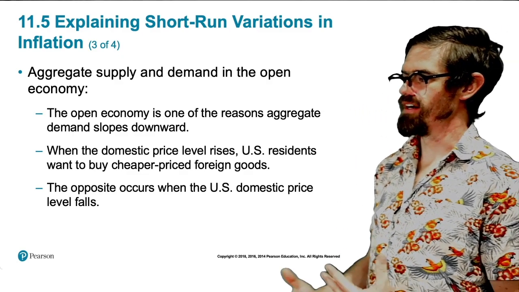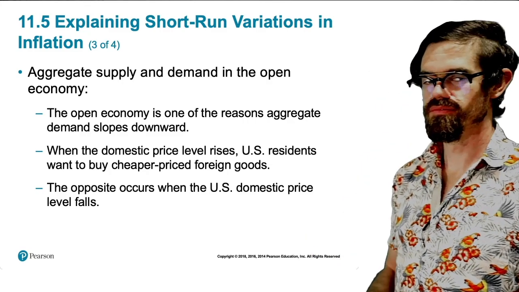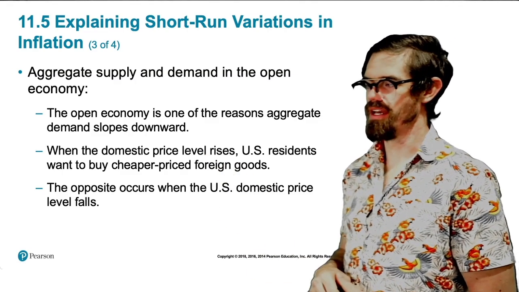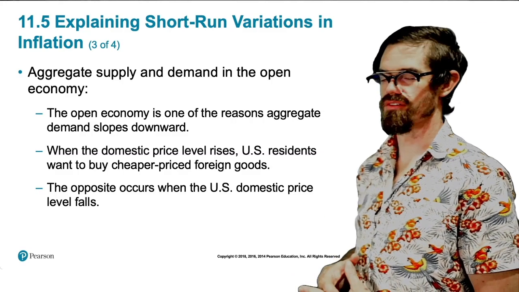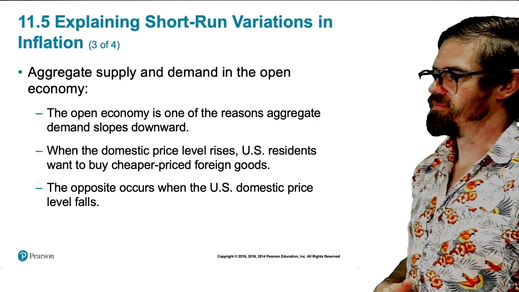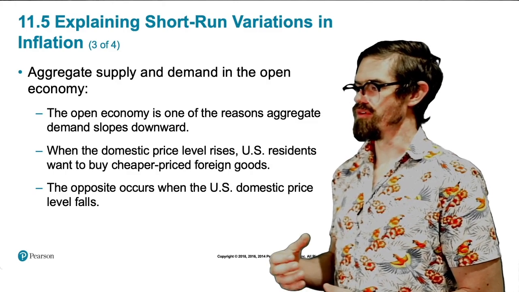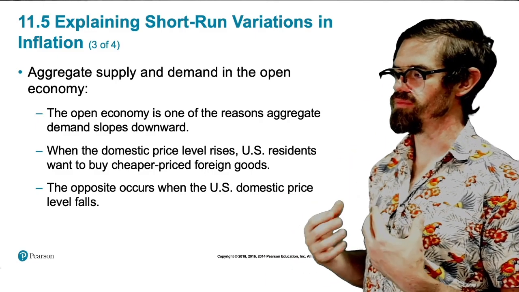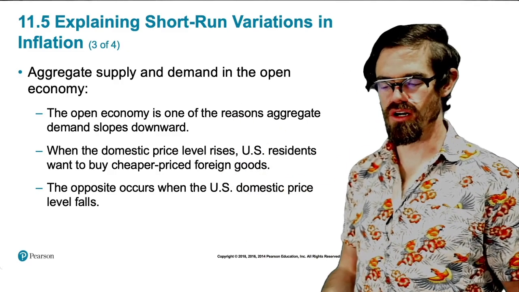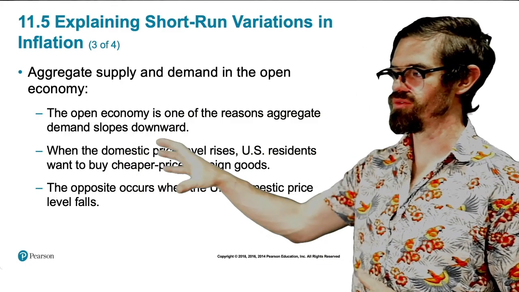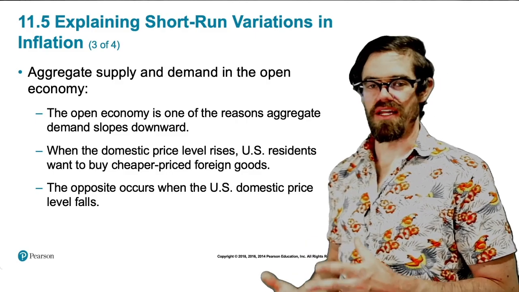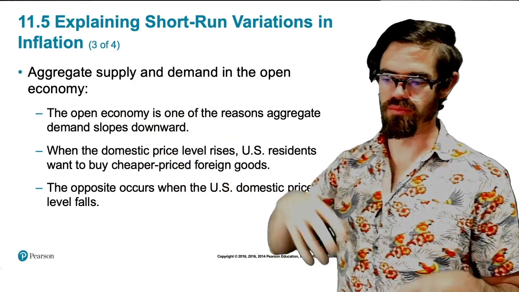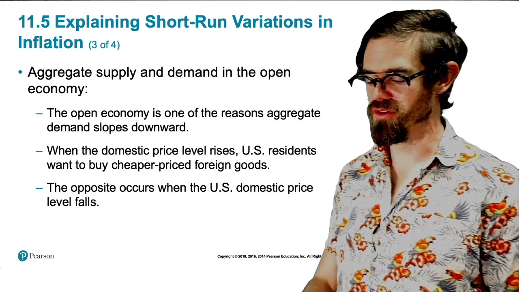Okay, so in terms of aggregate supply and aggregate demand in the open economy, an economy where we trade with other countries, recall that one of the reasons the aggregate demand curve slopes downward is the open economy effect, net exports. So this is a recap: when the domestic price level here in our country goes up, we as U.S. citizens want to buy cheaper goods from foreign countries. When our prices go up, it makes foreign goods relatively cheaper, and we want to switch over to that. But the opposite happens when our prices here in the U.S. go down. That makes foreign goods relatively more expensive, and so we'd rather buy our own stuff and buy fewer imports from other countries.